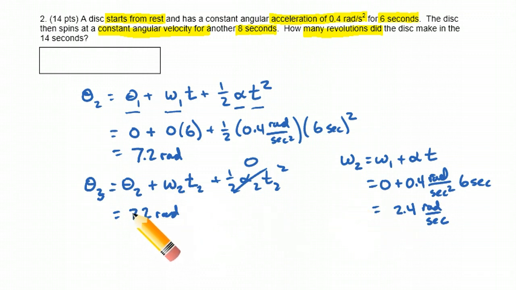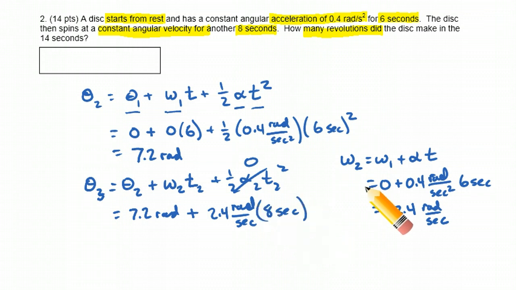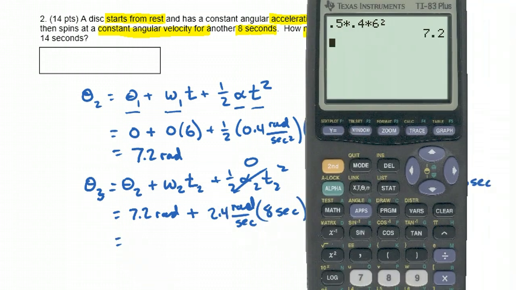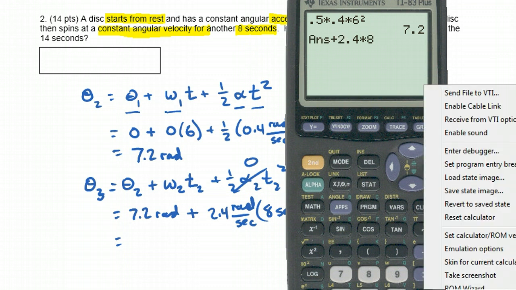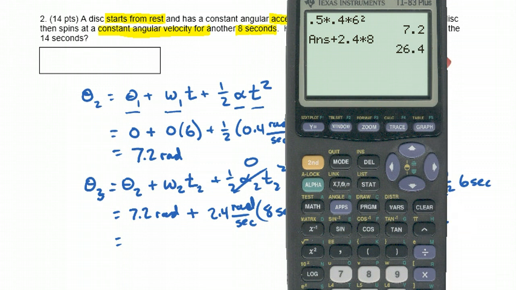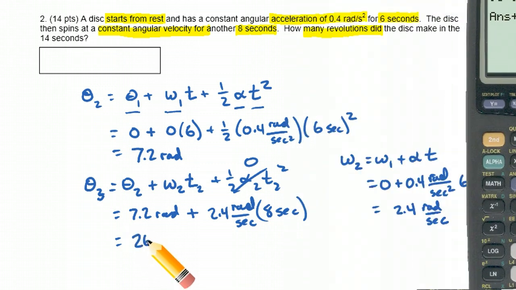So we take our displacement after the initial acceleration, add to it 2.4 radians per second times our 8 seconds, and that's going to give us theta 3. So our previous answer plus 2.4 times 8, which is 26.4 radians. Okay, that's our total angular displacement.